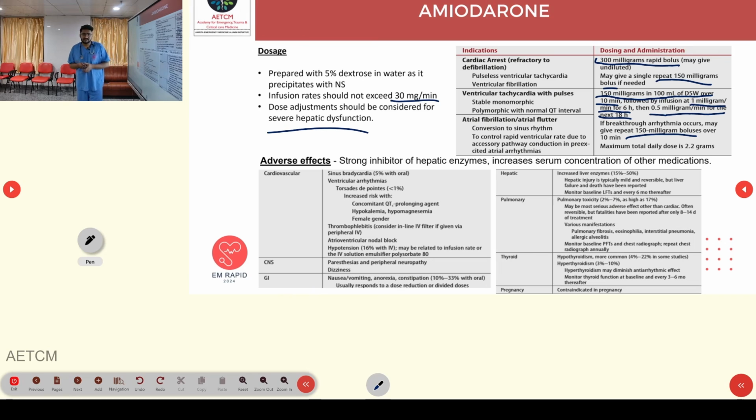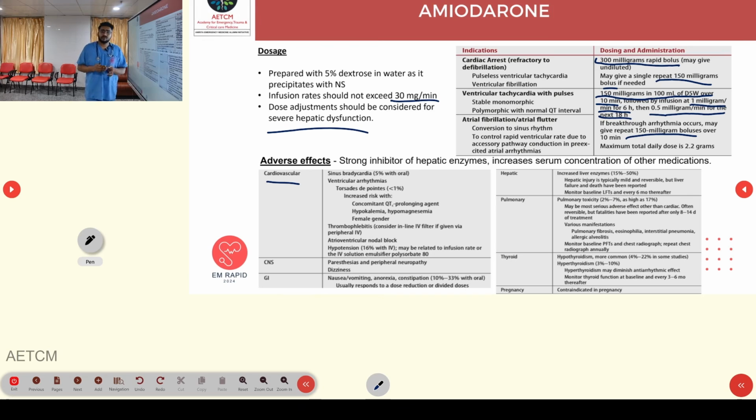And the adverse effects: it's a strong inhibitor of the hepatic enzymes, and it increases the concentration of other medications. So it has multiple adverse effects based on different systems. Cardiovascular side effects include, it slows everything down. So it causes sinus bradycardia, ventricular arrhythmias as well. It's a pro-arrhythmic agent, so it causes Torsades de pointes. It increases the risk of QTc prolongation when used with other agents, or in hyperkalemia, hypomagnesemia.